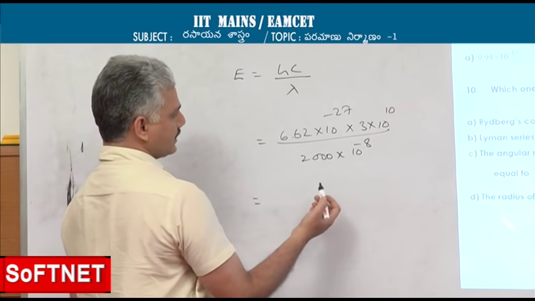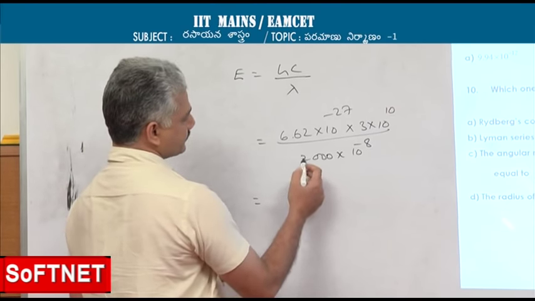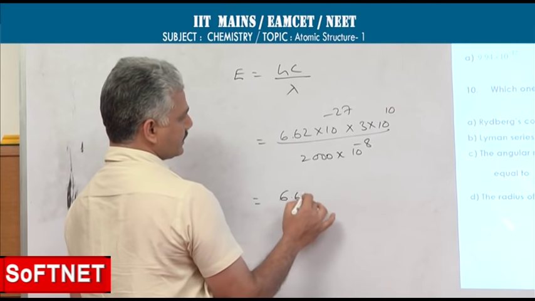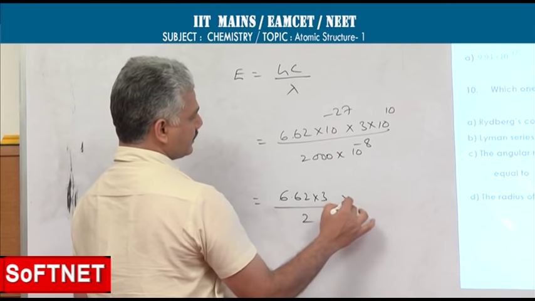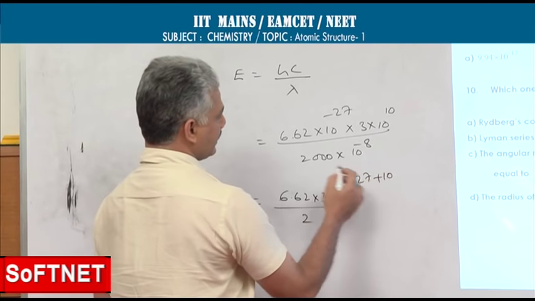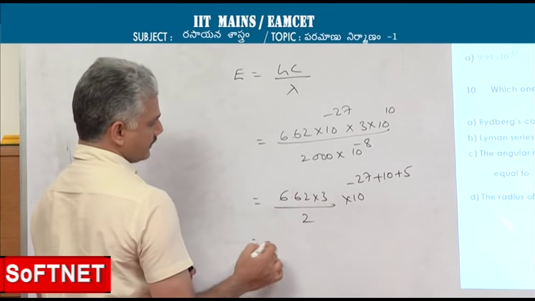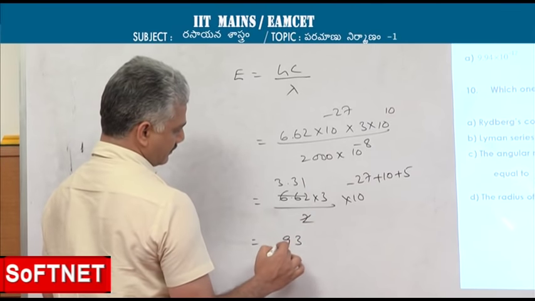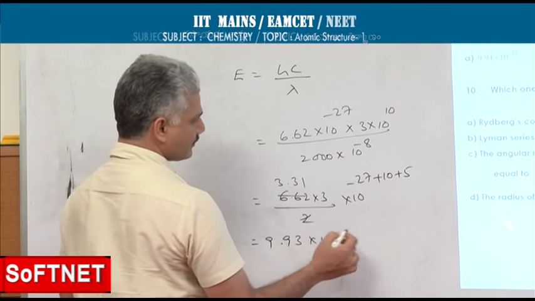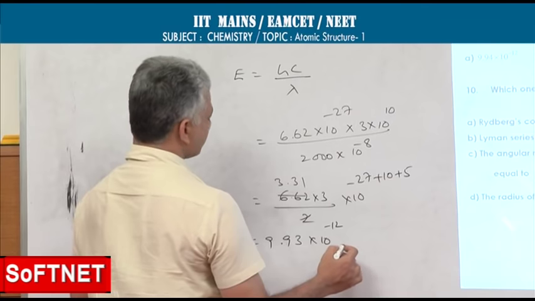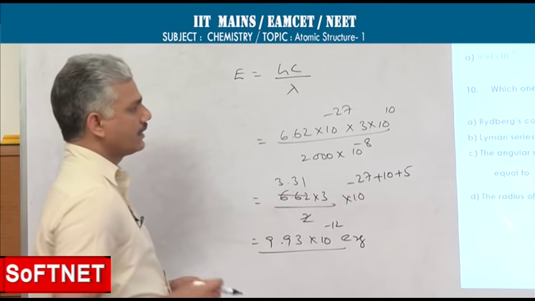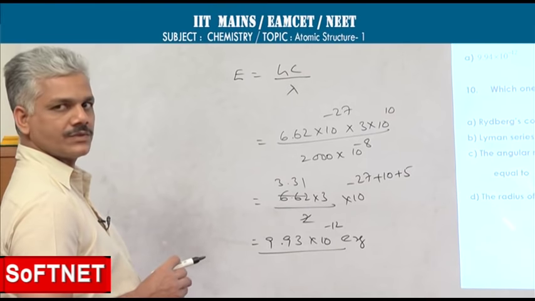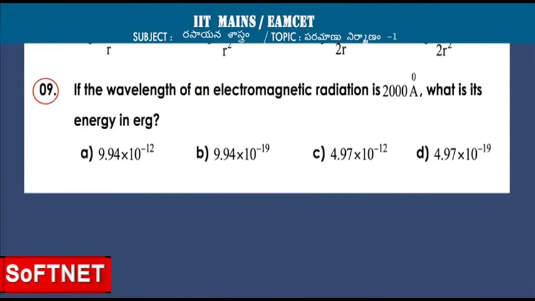So, this on simplification will become 6.62 into 3 by 2 into 10 power minus 27 plus 10 plus 5, which is 9.93 into 10 power minus 12 ergs. Nearest answer can be taken as the first option, 9.94 into 10 power minus 12.